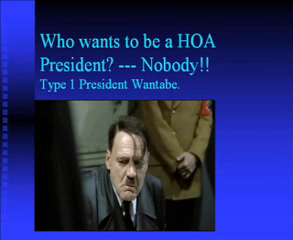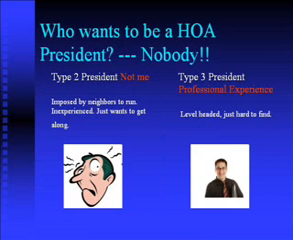After all, who wants to be a president of an HOA anyhow? Nobody. You've got the type 1 president, who I call President Wannabe, and he says, I'm going to run this HOA the way I want to do it. You have the type 2 president, the Not Me. They're the ones that are imposed on by neighbors to run, and all he wants to do is get along. And then you have the type 3 president, which is the president with professional experience. They're level-headed. They're just hard to find.